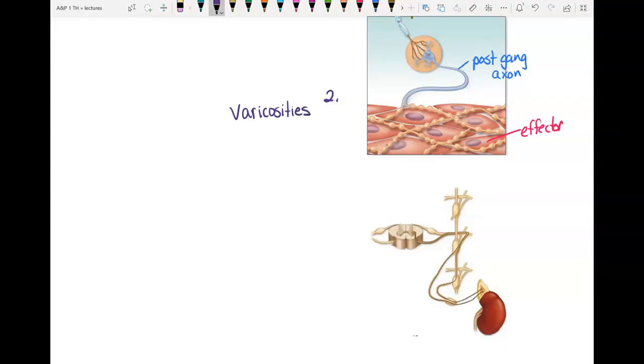So the end of the axon, it branches, and you have all these knobs like this, but it branches into a web that covers the effector. So you have this web of knobs that covers the effector. So the effector is blanketed in synaptic knobs. Each one of these secretes neurotransmitter. So you're soaking the effector in neurotransmitter.